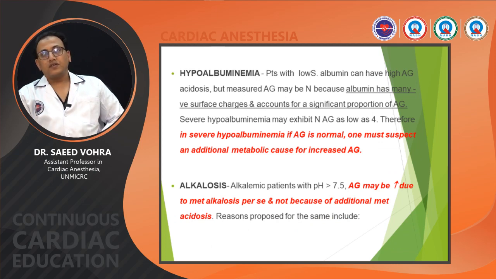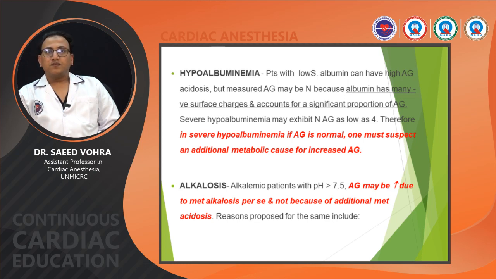Hypoalbuminemia. Patients with hypoalbuminemia, meaning low serum albumin, will have a normal anion gap even if there is a severe metabolic acidosis, because albumin is a main unmeasured anion.